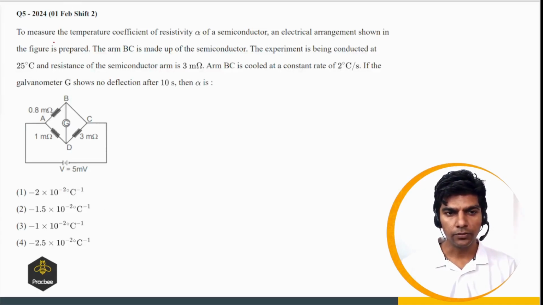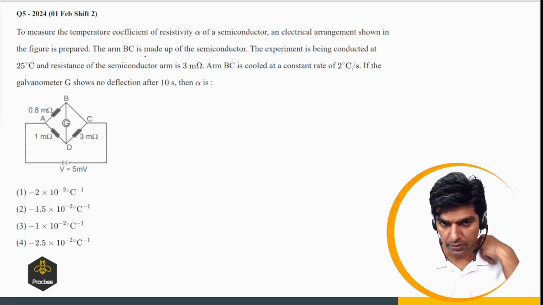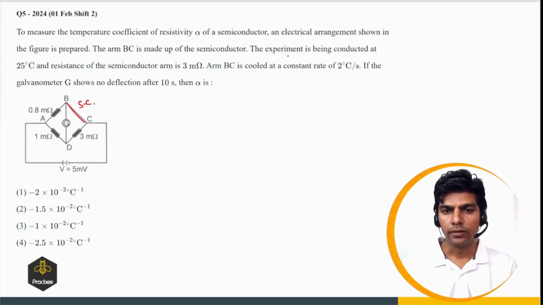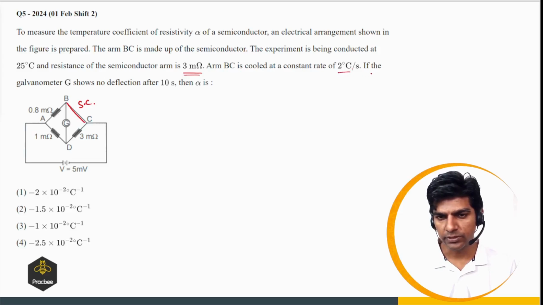Right, so here to measure the temperature coefficient of resistivity alpha of a semiconductor, an electrical arrangement shown in the figure is prepared. Now the arm BC is made up of a semiconductor. So arm BC, this is semiconductor. The experiment is being conducted at 25 degrees Celsius, and the resistance of the semiconductor arm is 3 milliohms. An arm BC is cooled at a constant rate of 2 degree Celsius per second. If the galvanometer G shows no deflection after 10 seconds, then alpha is.